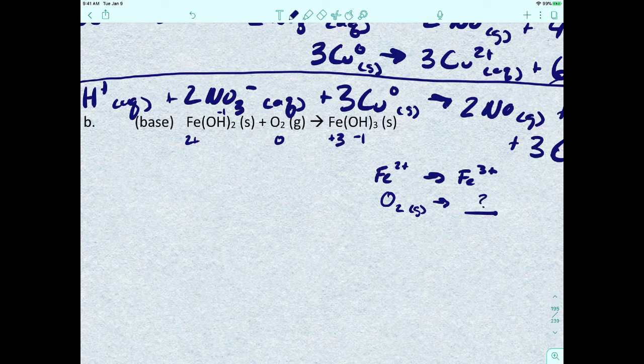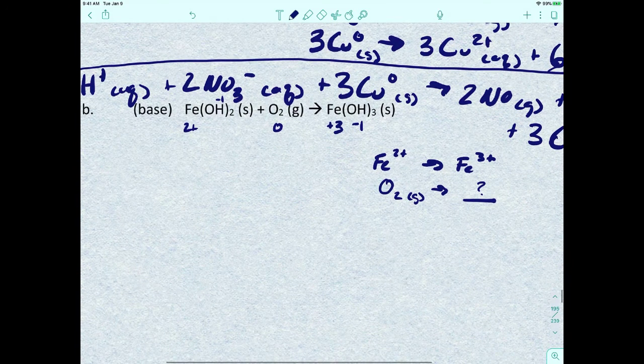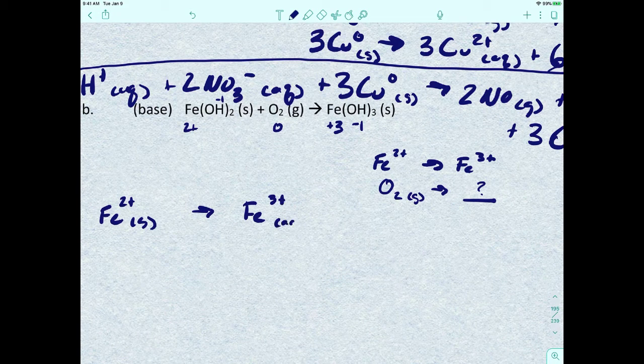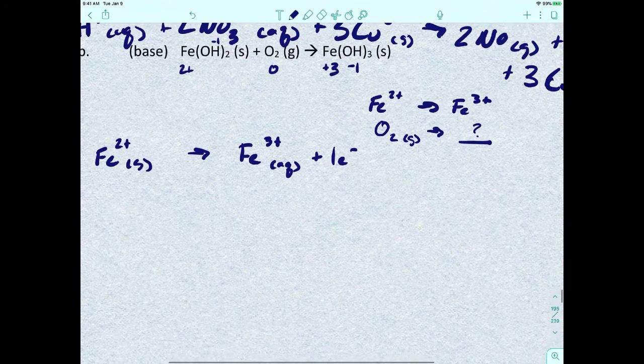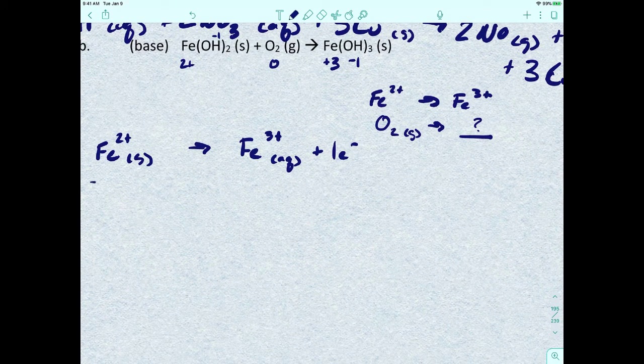And so that's going to be a little bit tricky. All right, so look, we've got one half reaction. Let's deal with that. Fe2 plus, we know that's solid, and it's becoming Fe3 plus. In order for that to happen, it's got to release 1 electron.